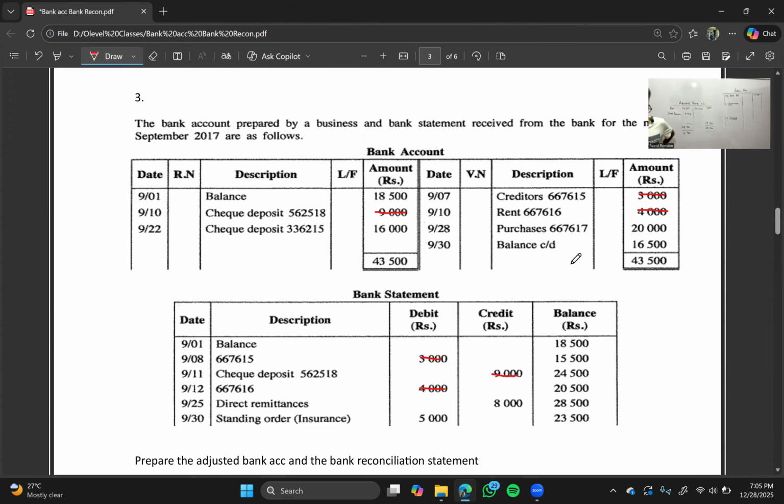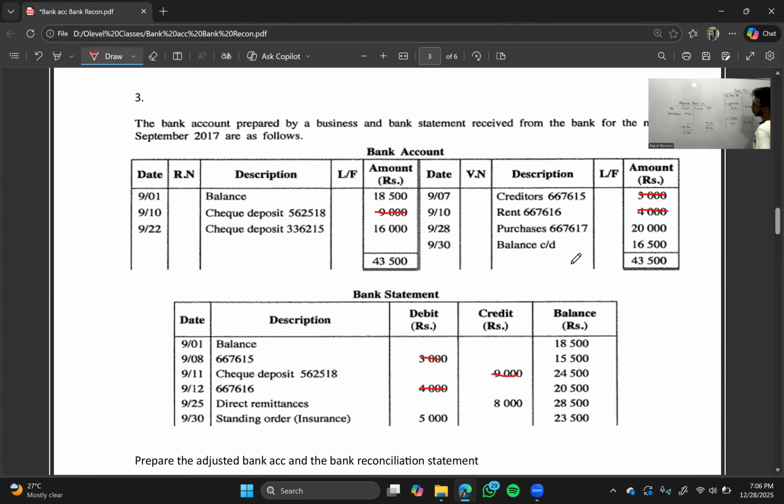Now, the unpresented checks that you have, that is check number 617, that is 20,000, right? And then there is check number 215, that is unrealized, for rupees 16,000. I have to deduct this.